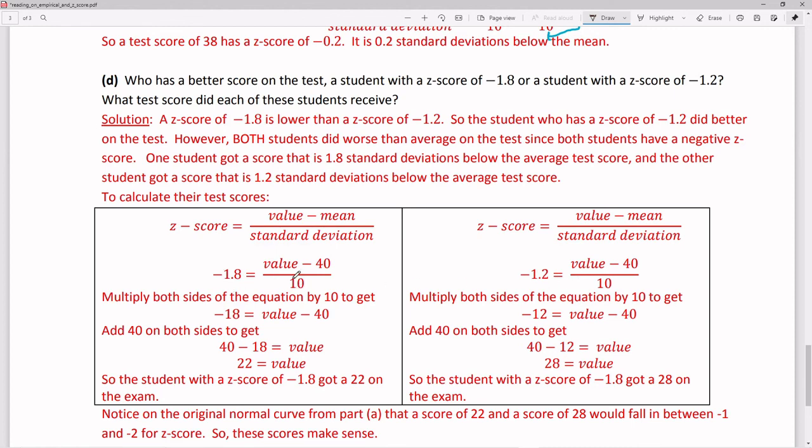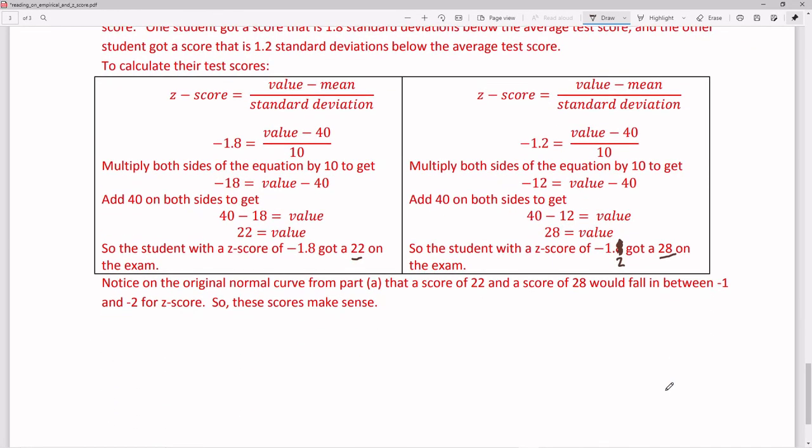It's not too bad to solve this. Move the 10 over. Move the 40 over. You get your score. So this person had a 22. Oopsie, made a little mistake here. The second person had the negative 1.2 z-score. They got a 28. So when we are doing this, we see that the person with a negative 1.2 z-score had a 28. The person with a negative 1.8 had a 22. And our prediction with who did better was right.